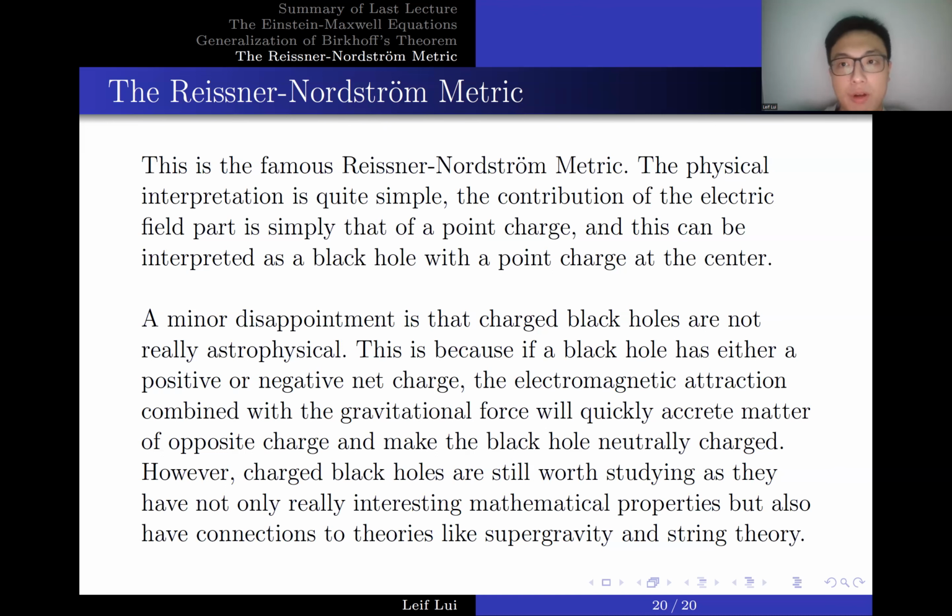So I hope that you've learned something from this lecture, and next time I will talk about the Eddington-Finkelstein coordinates for the Reissner-Nordström metric, or the null coordinates, and how we can get Finkelstein diagrams to describe the radial null geodesics in Reissner-Nordström spacetime.